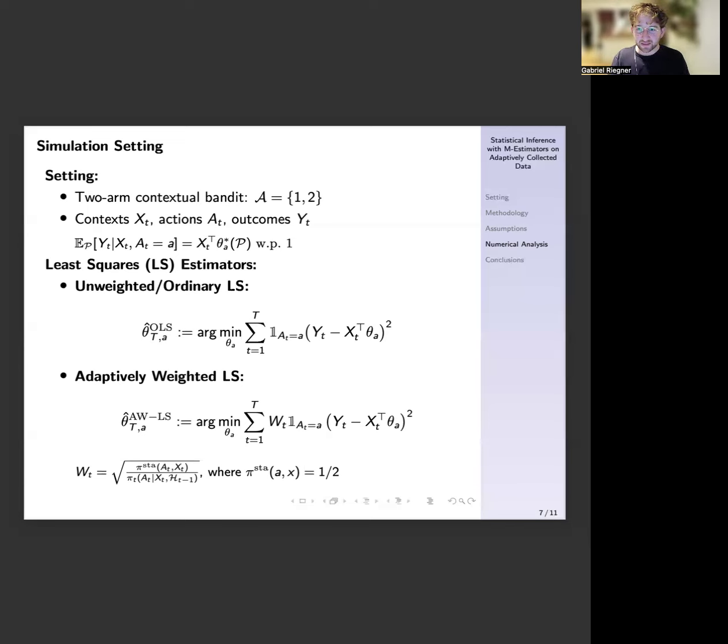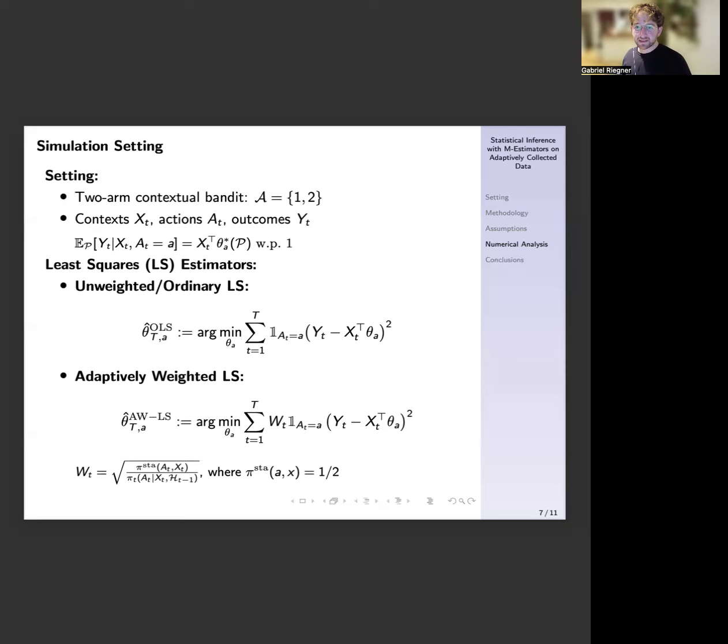And in this setting, they're looking at a special case of M-estimators, least squares estimators, which are commonly applied. And they compare two different types of least squares estimators. The unweighted or ordinary least squares is the standard estimator that's usually used, in this case without any adaptive weighting, so it's applied naively. And then they introduce their adaptively weighted least squares estimator. And this uses the square root importance weights that were discussed previously.